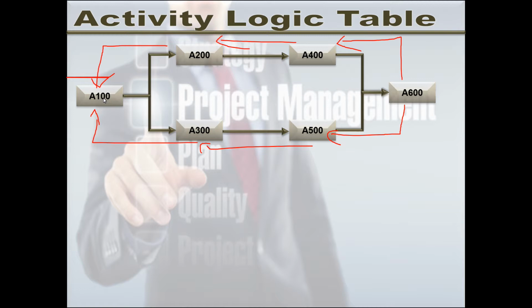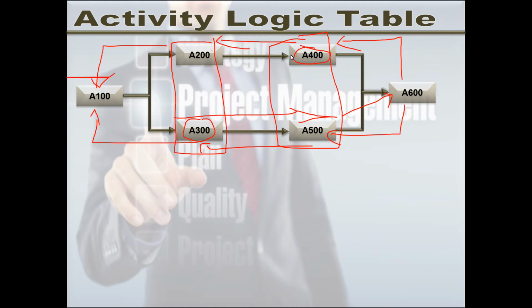You must perform activity 100 before you can start 200 or 300. Then you must perform 200 before you can start 400, and you must perform 400 before you can start 600. Same this way. That's the mandatory, in-series relationship in this project. But the parallel relationships are between A200 and A300, and between A400 and A500, which means these two can be done simultaneously, and these two can be done simultaneously.